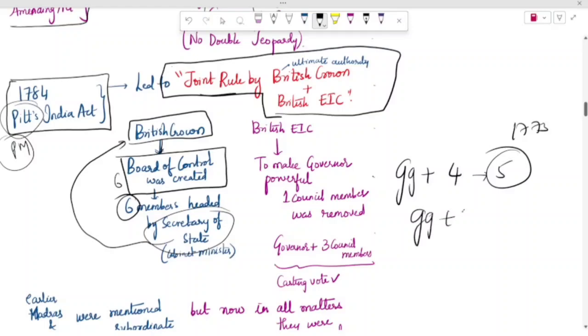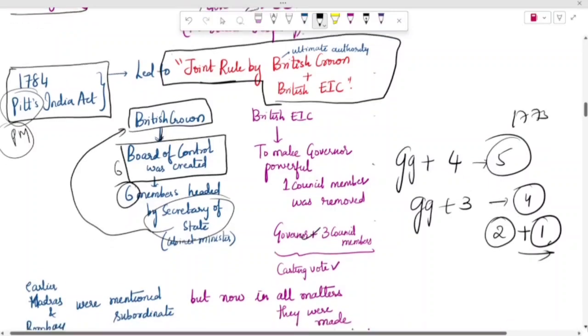But as of now, it is the Governor General plus 3 members. It means that 4 members are there. They need 2 votes. If 2 votes are there, they need one casting vote to become a majority. So this casting vote power was given to the Governor General.